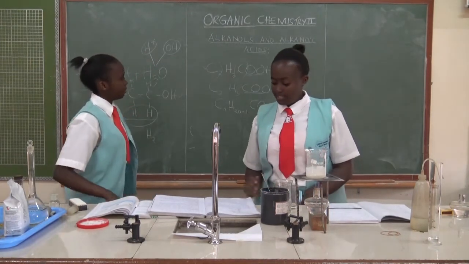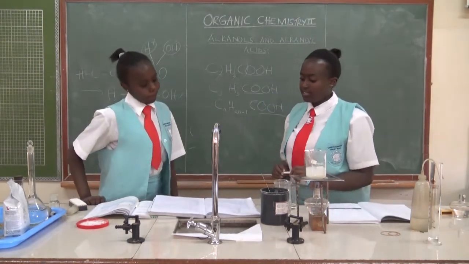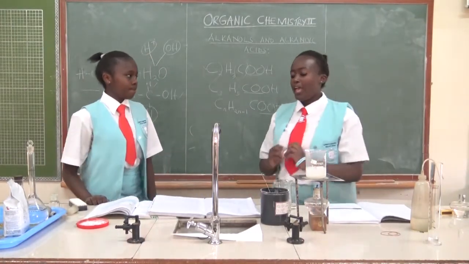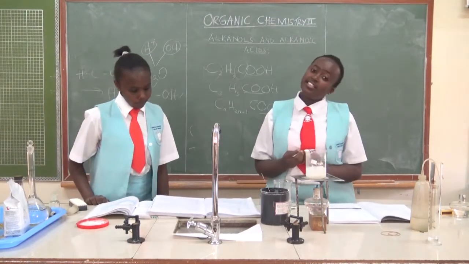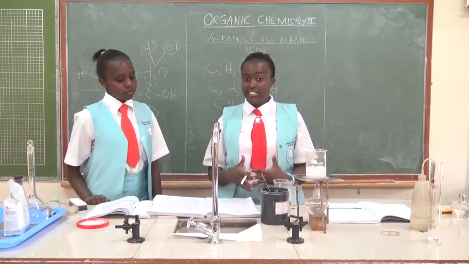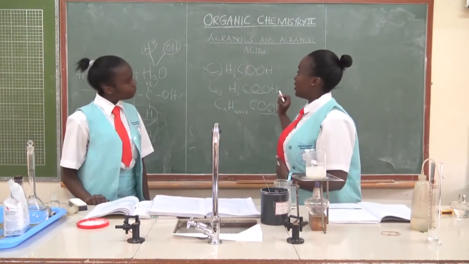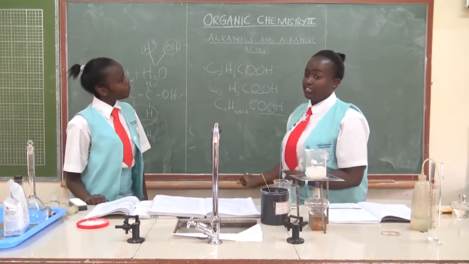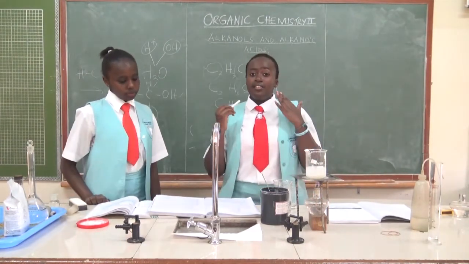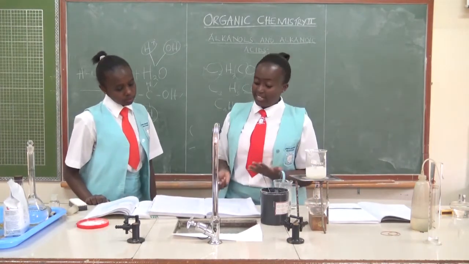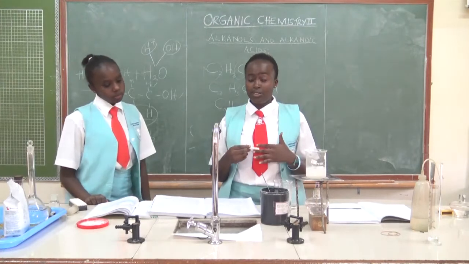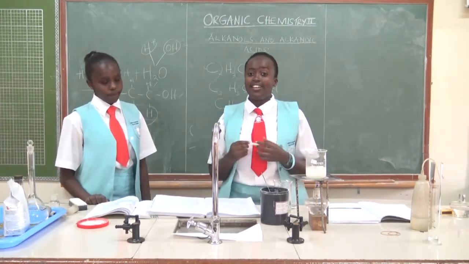Next, we are going to look at physical properties of alkanoic acids. Solubility in alkanoic acids decreases down the group. From methanoic acid to decanoic acid, the solubility decreases, while the melting point and boiling point increase down the group.